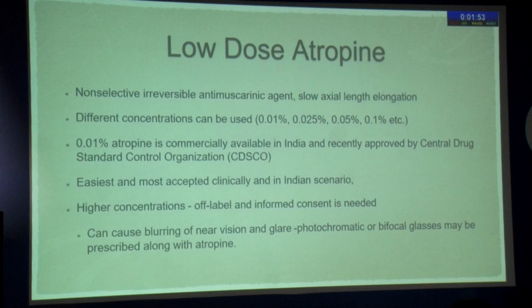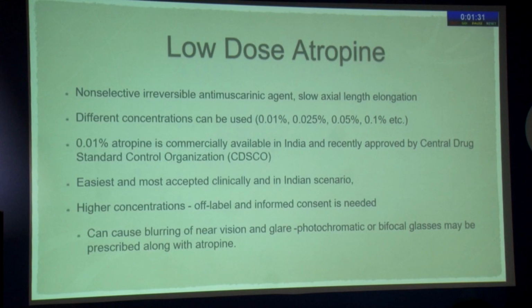It is a non-selective, irreversible anti-muscarinic agent. It is available in various concentrations from 0.01 to 0.1. Beware that the child doesn't take 1% because we don't want it. And 0.1% is commercially available and is passed by the Drug Controller of India. And this can be used very commonly. I usually prefer to give it as a nightly dose so that they don't forget.